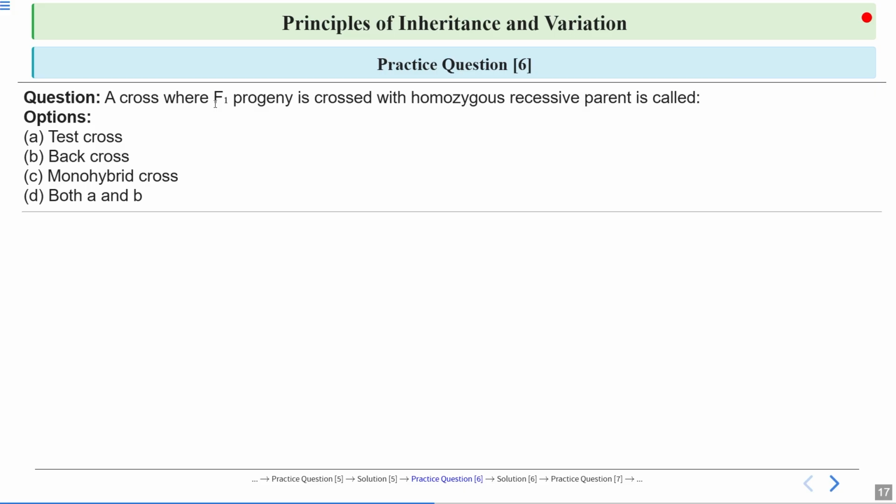The next question: the F1 progeny is being crossed with the homozygous recessive parent. So this type of cross is called a test cross, back cross, monohybrid cross, or both A and B, meaning both test cross and back cross. So what will be the correct answer?